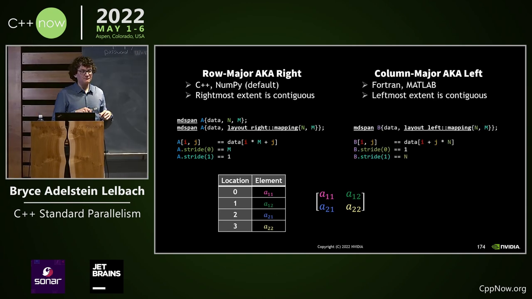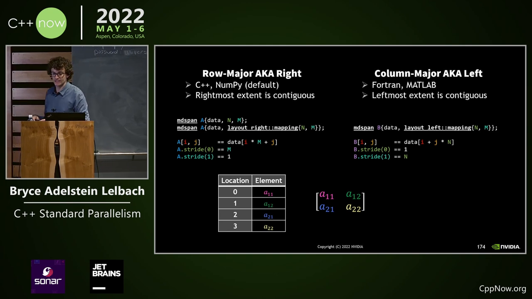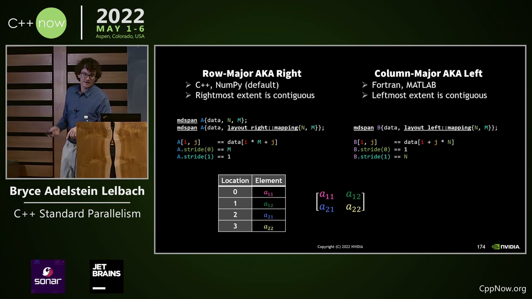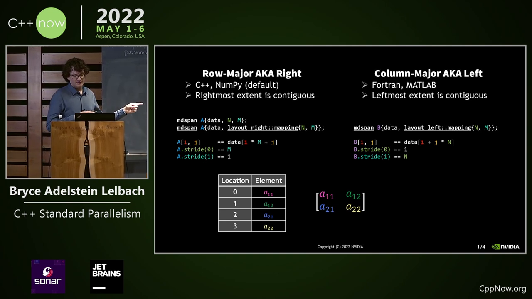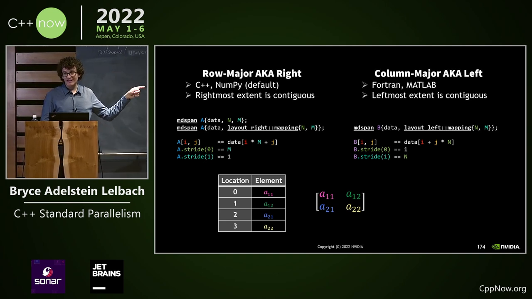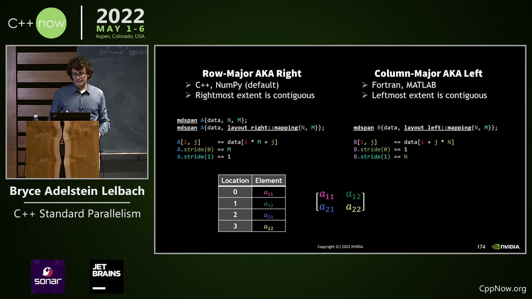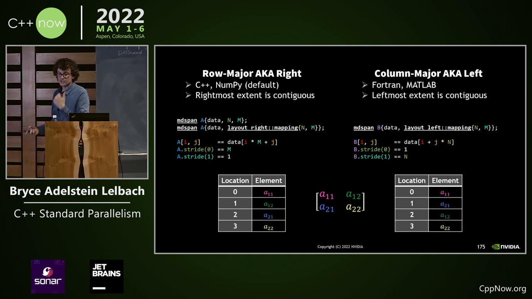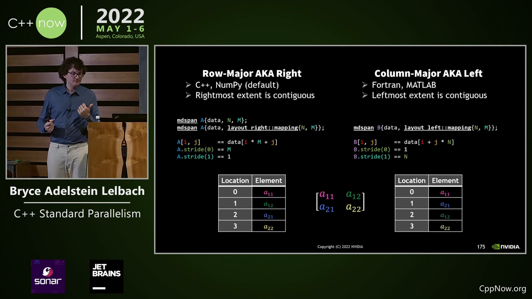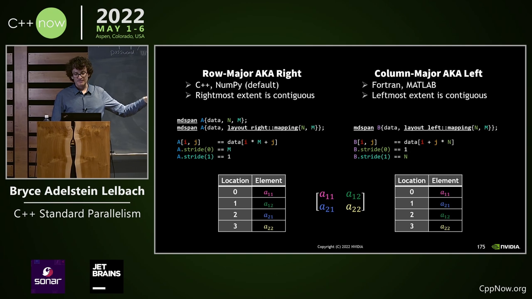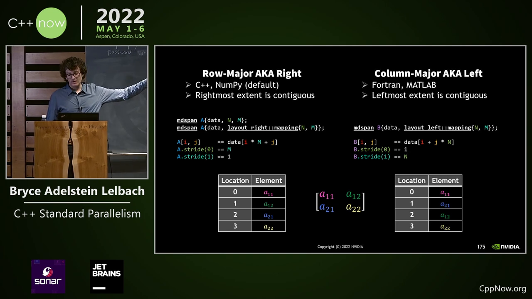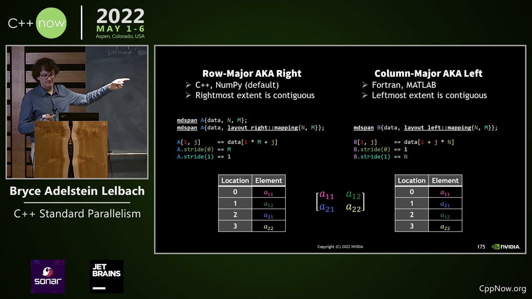With layout left, the leftmost extent is contiguous. Its stride is 1. And the strides increase left to right as the product of extents. So this is the layout used by Fortran arrays and by MATLAB. If we had a 2x2 matrix in layout left, the two elements in the first column would have data locations 0 and 1. And the two elements in the second column would have data locations 2 and 3.